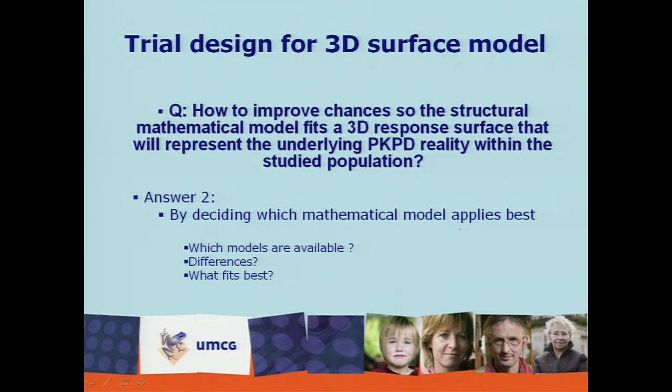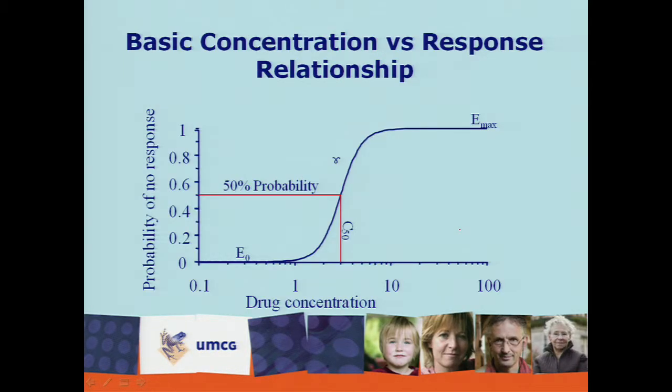Now, answer 2 to this question. Now we have the data. We did it in the right way. We used the crisscross design. Where answer 2 is now you have to use the best mathematical model. Should you use the Greco model? Which models are available? Greco was the first one, but I will show you that there are some other models available. Are there differences, or are all these model approaches the same? And what fits best?